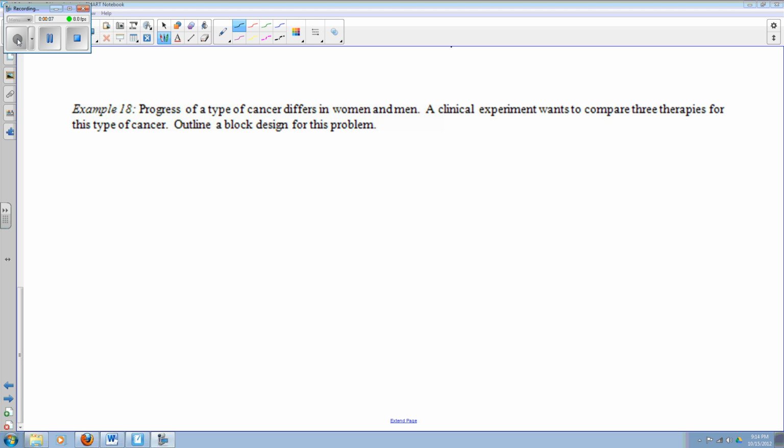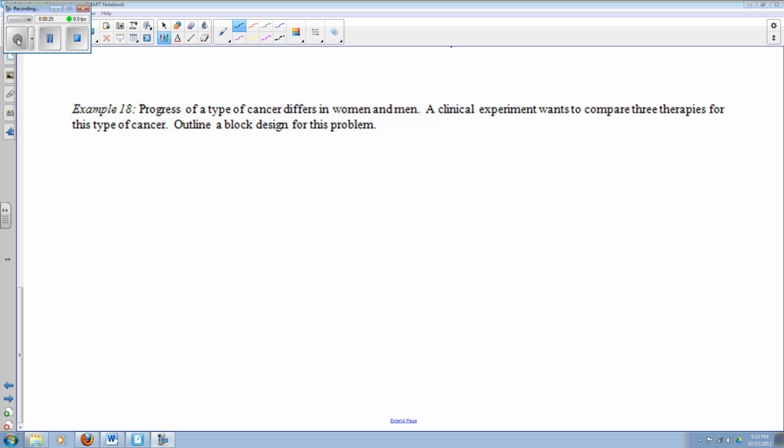Example 18, we're going to draw out what the experiment would look like. The progress of a type of cancer differs in women and men. A clinical experiment wants to compare 3 therapies for this type of cancer. Outline a block design for this problem.